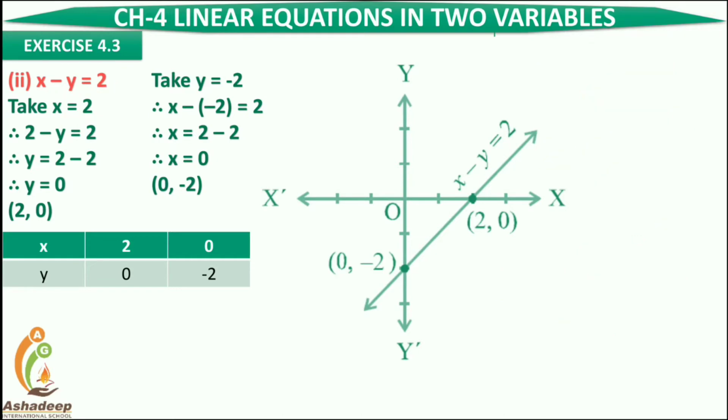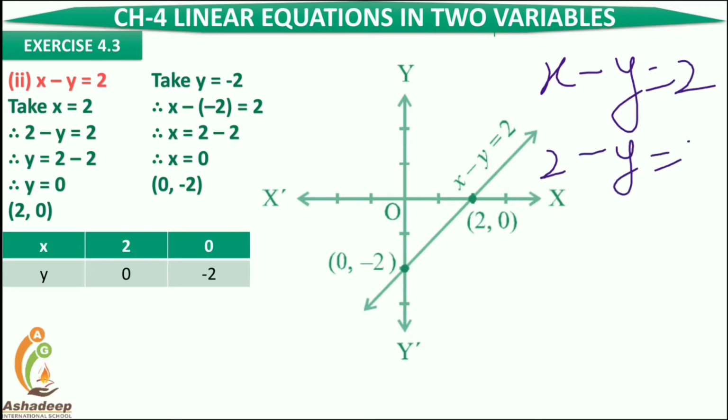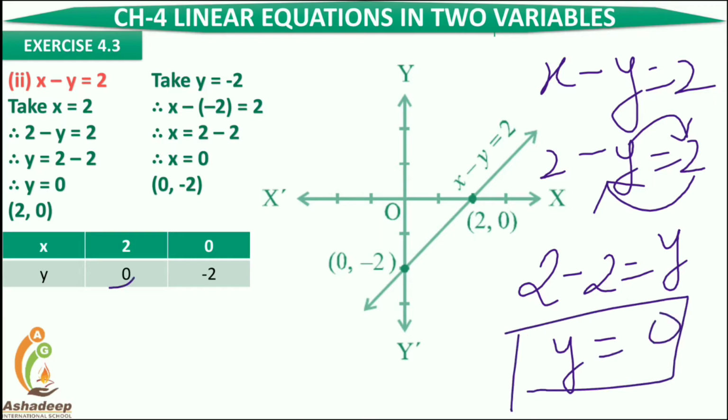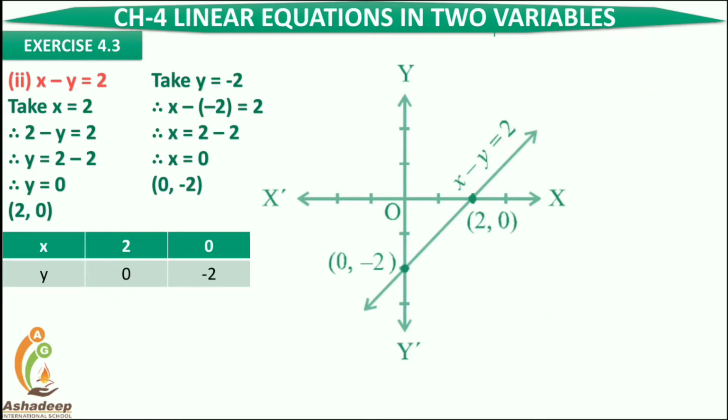Okay, my mistake, sorry. Here it is, x minus y is equal to 2. Now I'll take x is equal to 2. So 2 minus y is equal to 2. If this y goes to the other side, it becomes plus, and this 2 comes onto this side, it becomes minus. So 2 minus 2 is equal to y, and therefore y is equal to 0, right? So y is equal to 0 and x is equal to 2 is our one point.